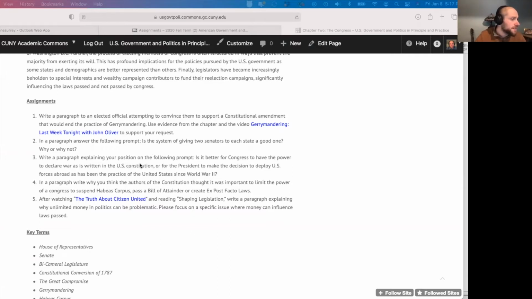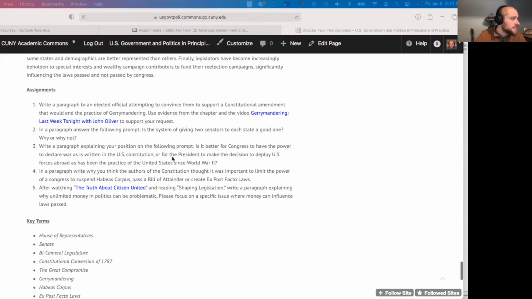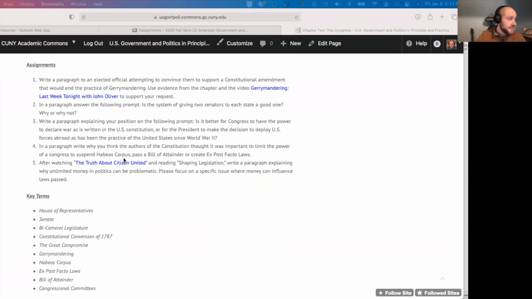Write a paragraph explaining your position on the following prompt. Is it better for Congress to have the power to declare war, as is written in the U.S. Constitution, or for the president to make the decision to deploy U.S. forces abroad, as has been the practice of the United States since World War II? You are, again, making an argument. I want to hear that argument in the first sentence.